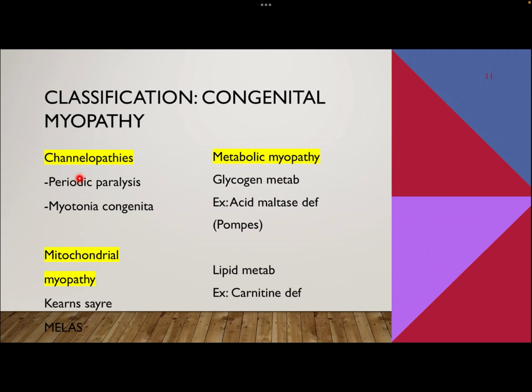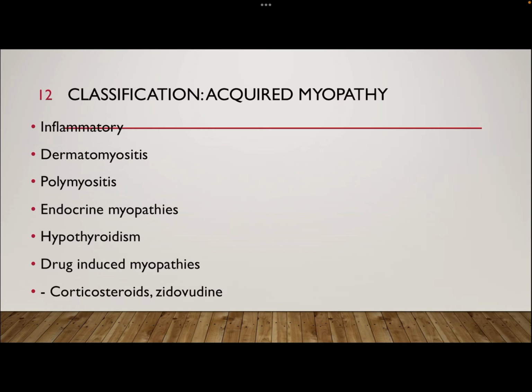Congenital myopathy can be channelopathies like periodic paralysis, myotonia congenita, or metabolic myopathy like glycogen metabolism disorders such as Pompe's disease. It can be a mitochondrial myopathy like Kearns-Sayre's disease or MELAS, or it could be lipid metabolism like carnitine deficiency. Then the classification of acquired myopathy. It can be inflammatory, like dermatomyositis, polymyositis, endocrine myopathy, hypothyroidism, or drug-induced myopathies due to corticosteroids.